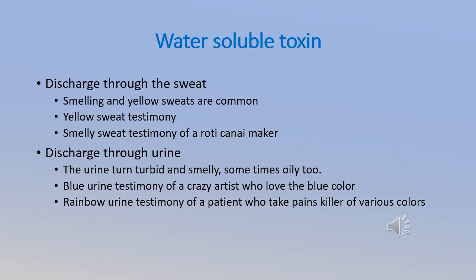Because when he paints, the paint spreads all over the body. Sometimes he uses the brush, he uses the hand, he's a very crazy artist. So after taking Ganotherapy, all the color came out from the body. Then we have a testimony of blue urine. Then another case is even funnier, the rainbow urine.